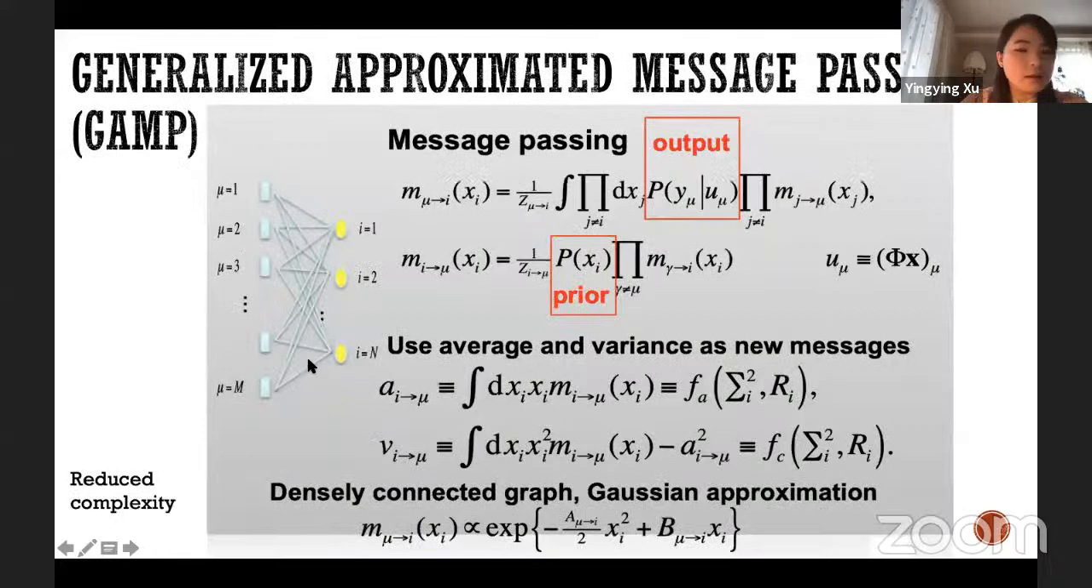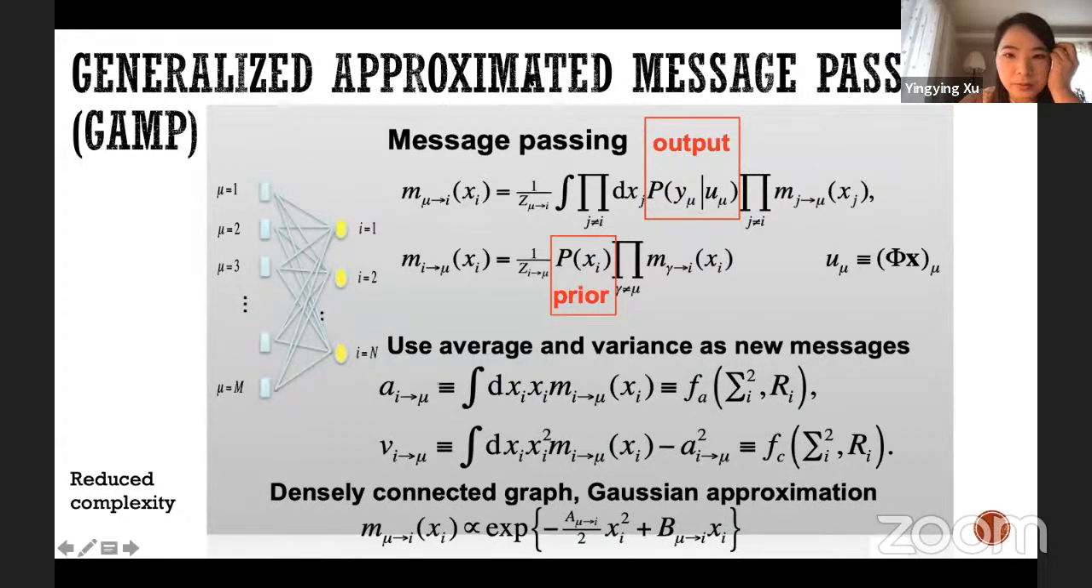And there's another, generalized approximate message passing. This is more general to many different channels. The input is represented by the prior part. Output is represented by the conditional probability. With any channel, if you can write it in this probability distribution form, we can make this algorithm work.